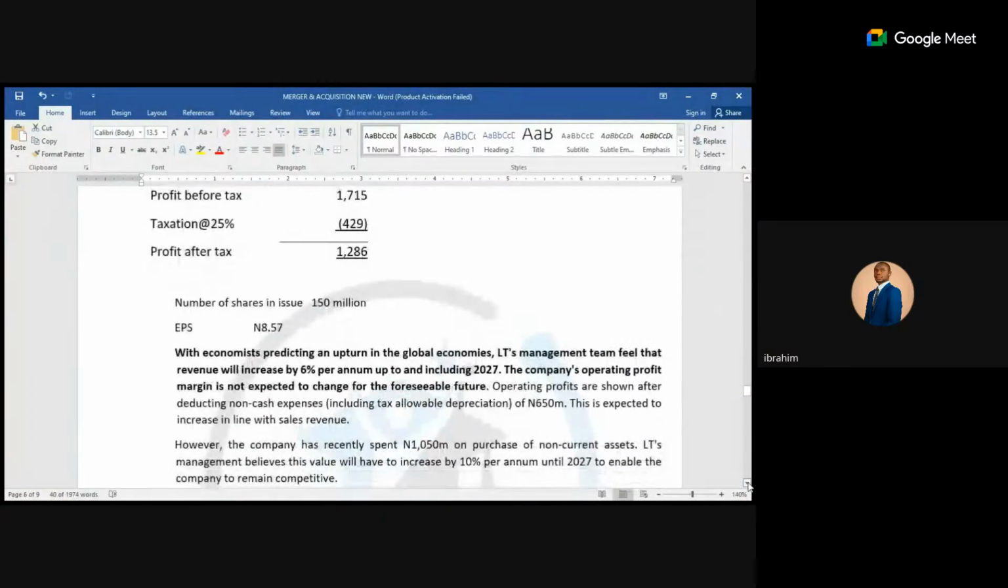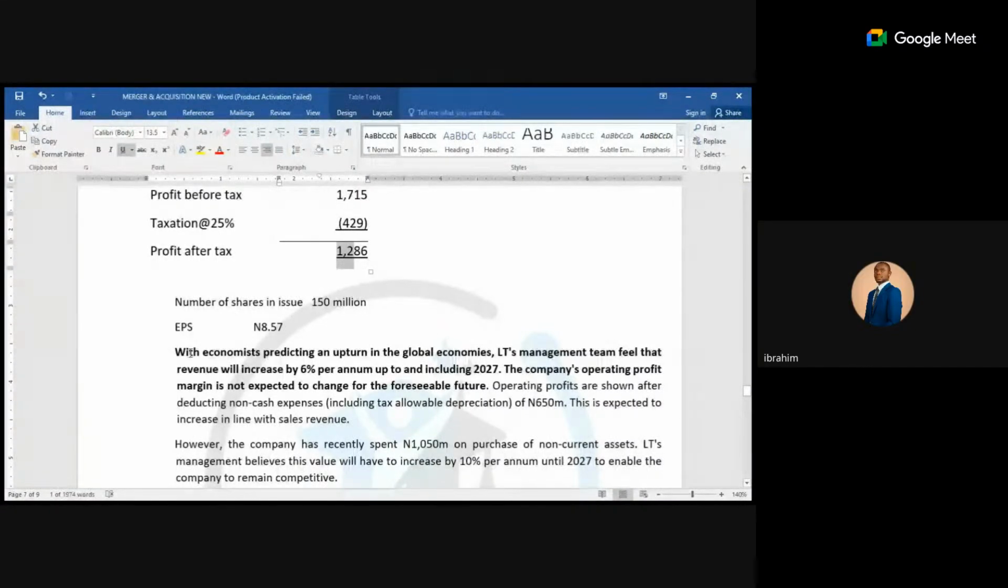But we're given the summary of the numbers of shares to be 150 million, and the earnings per share of the company is 8.57. Can someone divide 1,286 by 150 million? What do you have? Do you have 8.57? Yes, 8.57. Okay, correct.